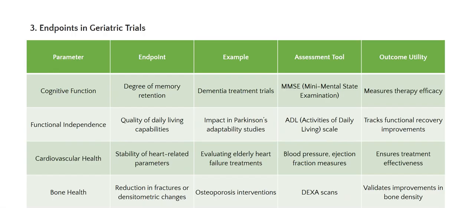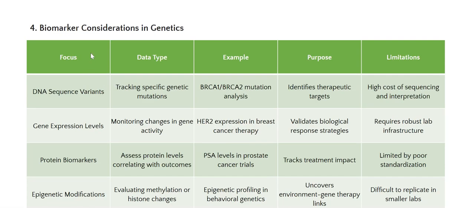Table on endpoints in geriatric trials: parameter and endpoint example, assessment tool, outcome, utility. Parameters: we have cognitive function, functional and independence, cardiovascular health, bone health, and glycemic variability. Then we have a table on biomarker considerations in genetics: focus, data type, example, purpose, limitations. As focus, we have DNA sequence variants, gene expression levels, protein biomarkers, epigenetic modifications, and functional genomic validation.